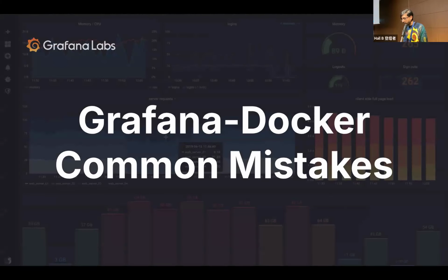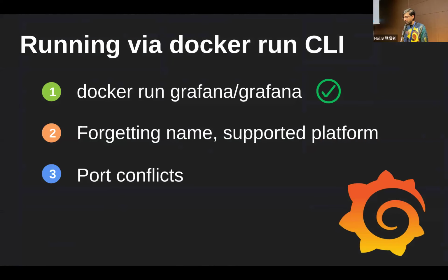So, Grafana, Docker, common mistakes. We start with the Docker CLI command, like docker run grafana. With that, you can quickly run a Grafana container. Common mistakes are forgetting the name, an unsupported platform, or things like port conflicts.